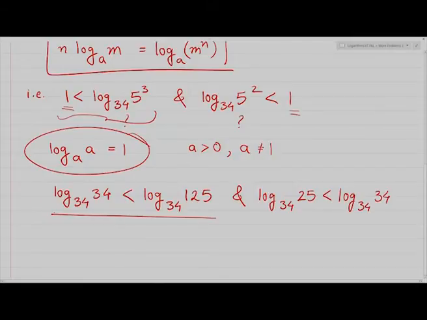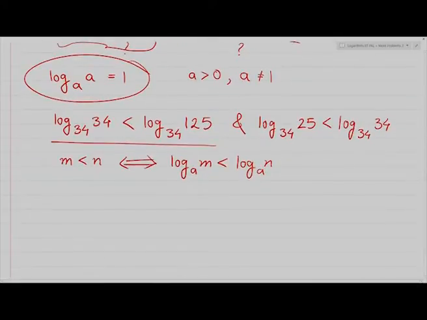You know log is a monotone function. We have already seen this property: if m is less than n, then it is true that log to the base a of m is also less than log to the base a of n. This property we have already derived in previous lectures. That means now instead of m I have 34 here, instead of n I have 125 here. If this is to be true, then I should have this relation between m and n, right.